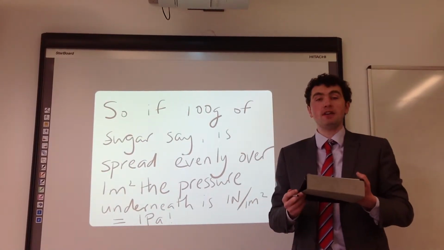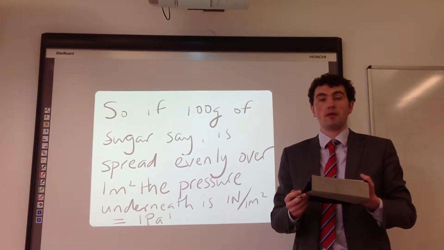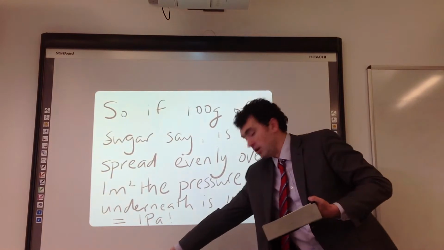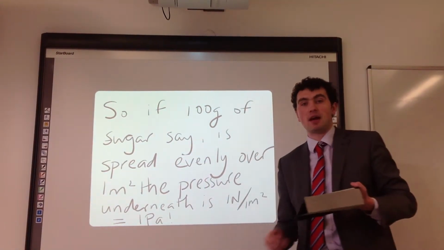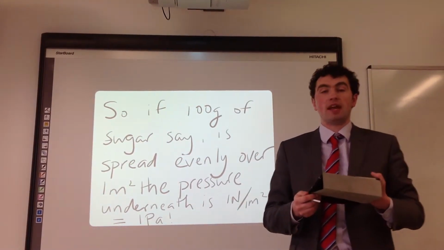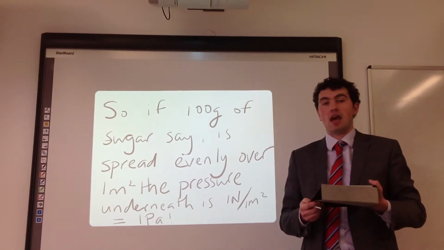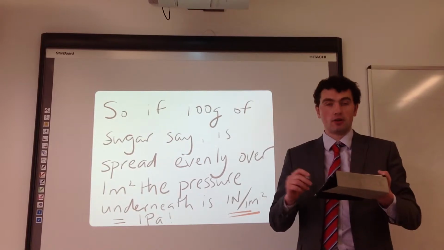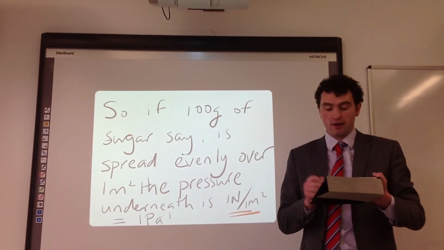Now, if you evenly spread that sugar over 1 meter squared, so down here, say for instance, I've got a meter, a meter, a meter, and a meter. If I evenly spread that sugar out over that area, then I would say the pressure acting underneath that area is 1 Pascal, or 1 newton per meter squared.